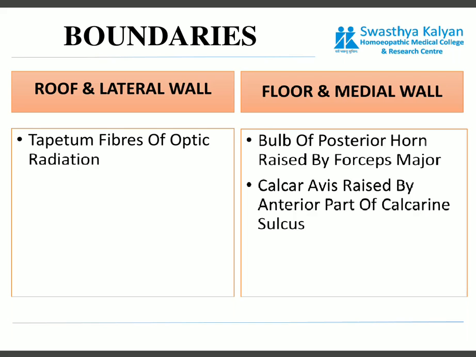So these are the two prominences present in the floor and the medial wall of the posterior horn of the lateral ventricle. One is because of the forceps major, that is the fibers of the corpus callosum. Another prominence is the calcar avis, and it is basically because of the calcarine sulcus, which is a depression or a groove in the medial surface of the brain at the caudal end.